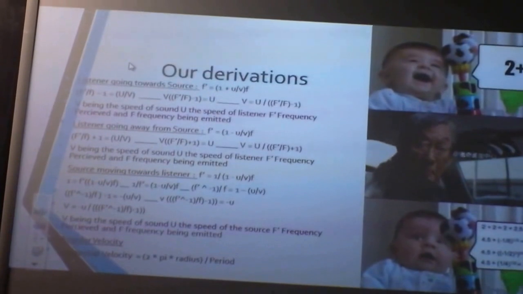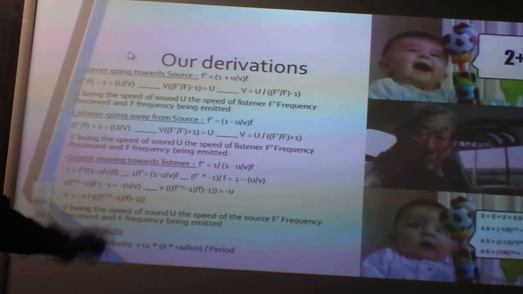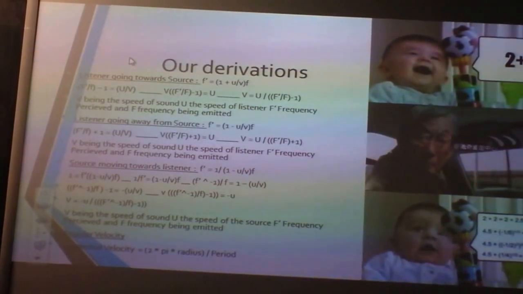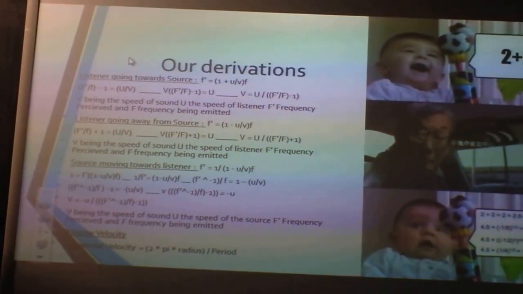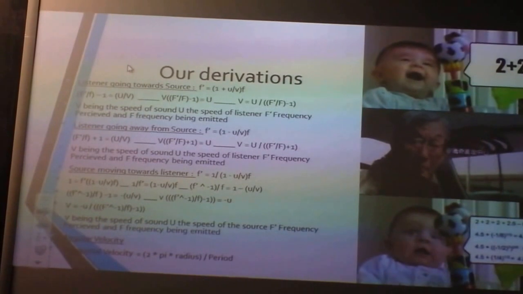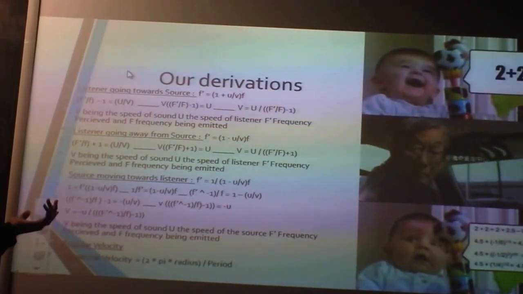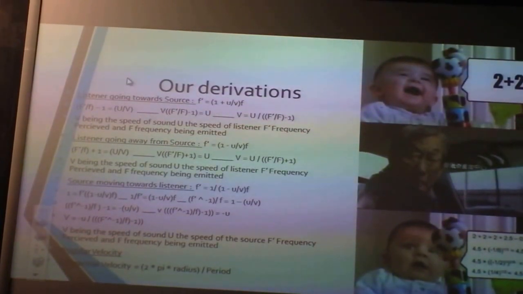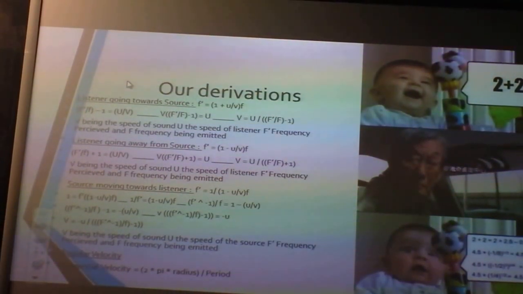Alright, here are derivations. Speed of listener going towards the source. Also, for the spinning thing, we had to get the angular velocity because we only had periods, so we had to find a way to do that. We eventually found out, well, we just looked in the book, that tangential velocity is equal to 2 times pi times the radius over the period. So we measured the radius of the spinning.